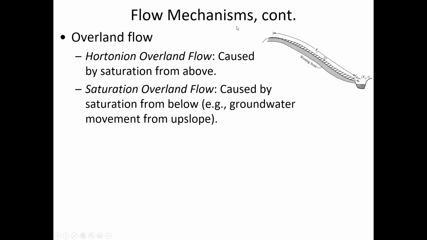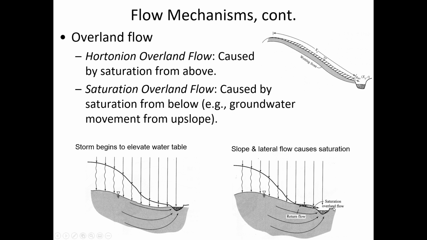But there's also saturation overland flow. Saturation overland flow occurs when there is groundwater that's re-emerging from underground and then flowing over the surface. This illustrates the difference between Hortonian and saturation overland flow. The Hortonian overland flow is the water that stays at the surface and flows towards the stream. But when it rains and the water table is elevated, some of the water that's underground in the aquifer may re-emerge at the surface and then flow from the surface into a stream.